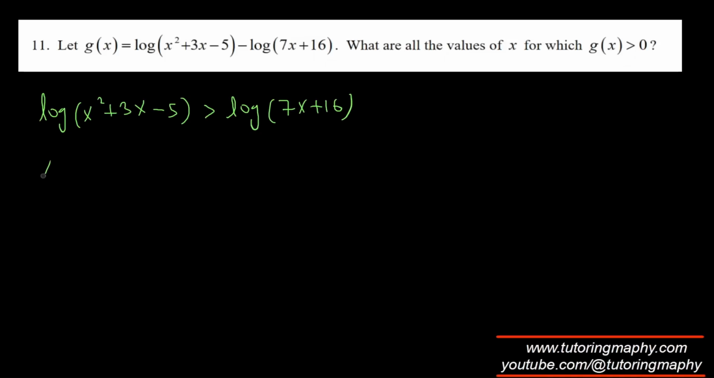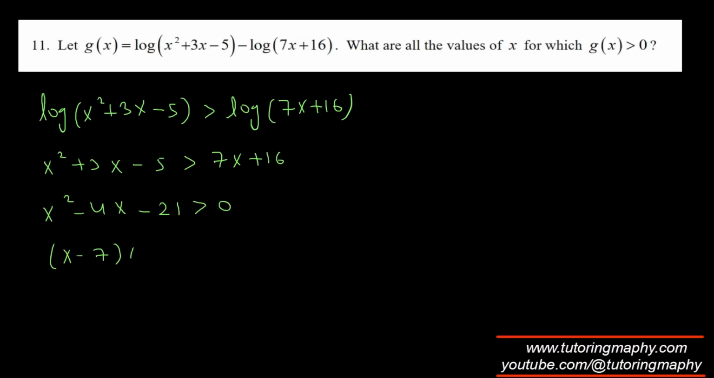Base is 10, so I can just compare the inside things, which is 3x squared plus 3x minus 5 should be greater than 7x plus 16. Let's subtract 7x from both sides, and let's subtract 16 from both sides. That's how it looks. I think 7 times 3 is 21. I think the factors will be x minus 7 and x plus 3. So minus 7 and 3 are the factors, of course.